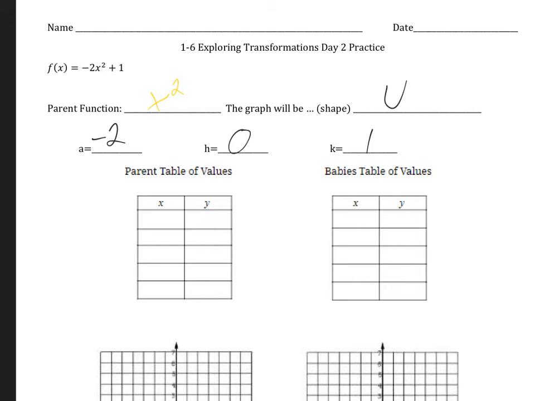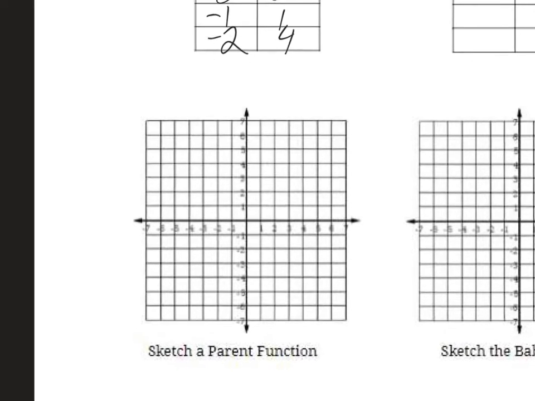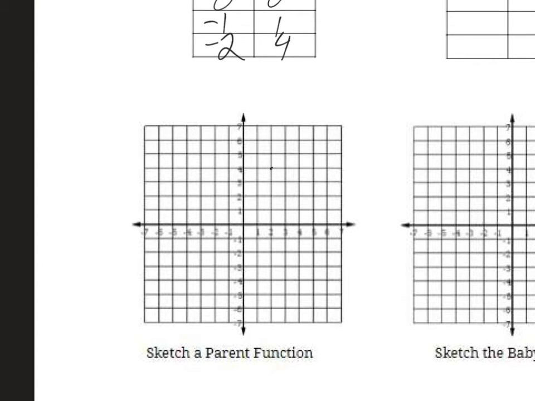Okay, for my X's, they are always the same, so you should always be getting 2, 1, 0, -1, -2. For my Y's, if we just plug that in, what's 2 squared? 4, 1, 0, 1, 4. Okay, let's go ahead and graph that. So 2, 4, 1, 1, 0, 0, -1, 1, there we go, cool. We get a U shape, perfect.